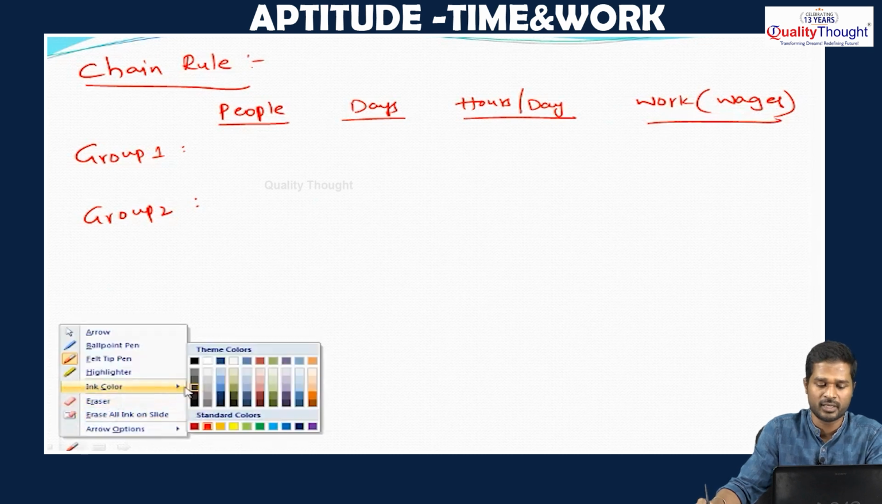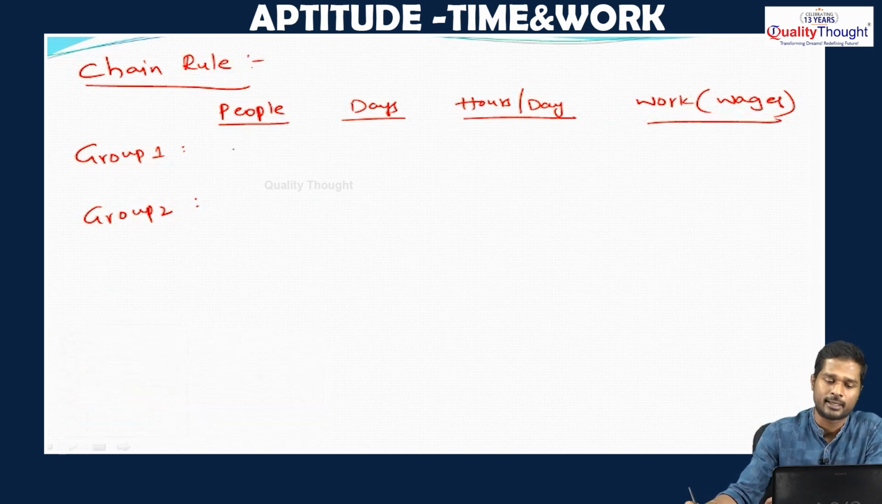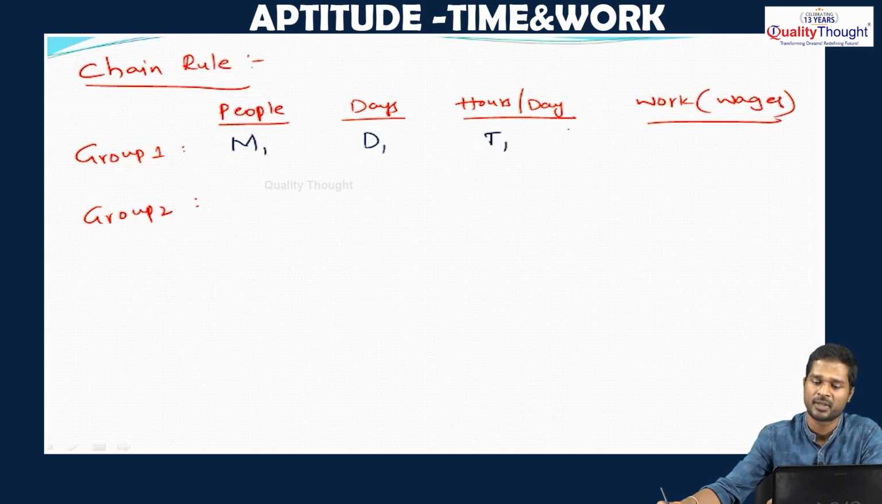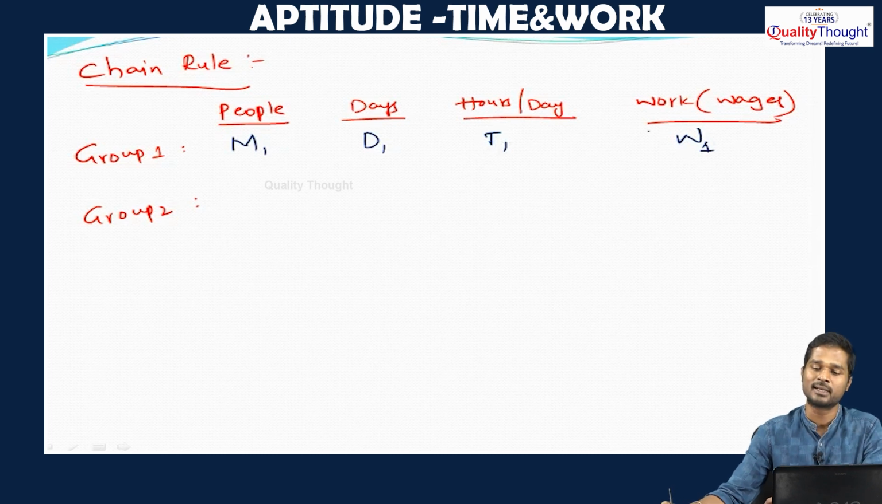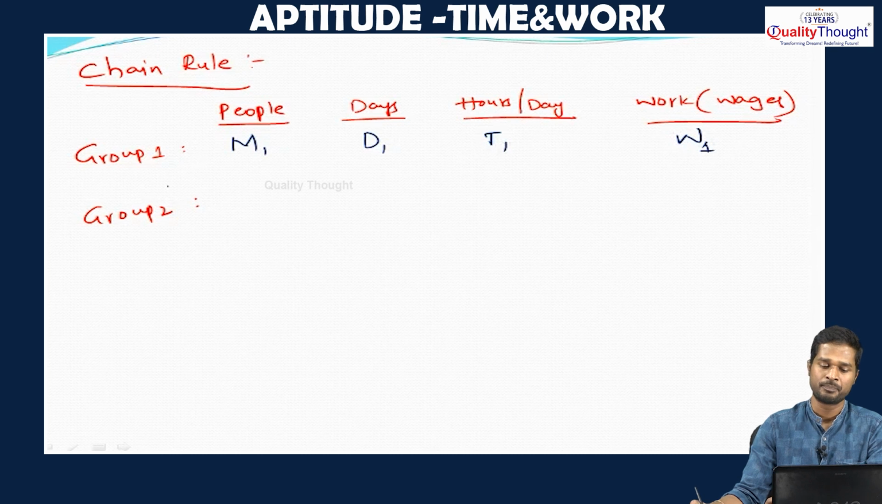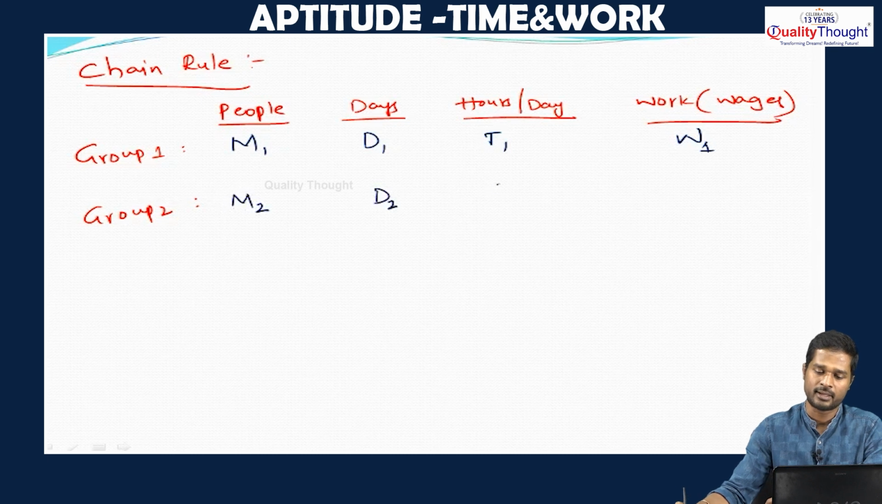Now, let us see how we can take this into consideration. Listen, let M1 people working for D1 days at T1 hours per day complete a work of W1 or get a salary of W1. I will repeat the sentence. M1 people working for D1 days at T1 hours per day can complete a work of W1 or get a salary of W1, and this is group 1. And the second group, M2 people working for D2 days at T2 hours per day can complete a work of W2 or get a salary of W2.